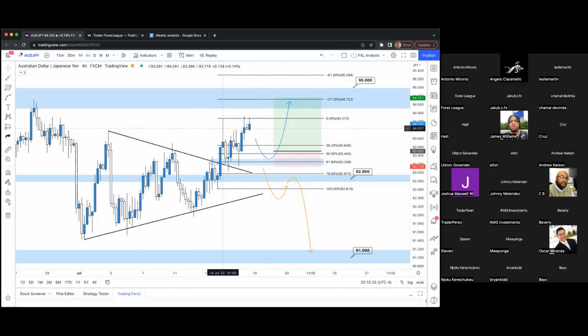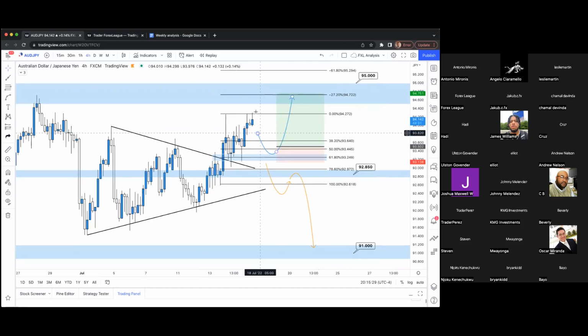I mean, we are seeing some rejection at this high right now. It's a possibility. We'll see. So we're looking long on AJ. What has to happen for us to look at this chart and say it's more bearish now? We would need to see a break of 92.85. So price action falls, takes out these levels, gives us a new low, then gives us a lower high.